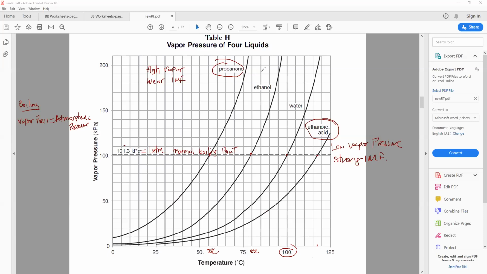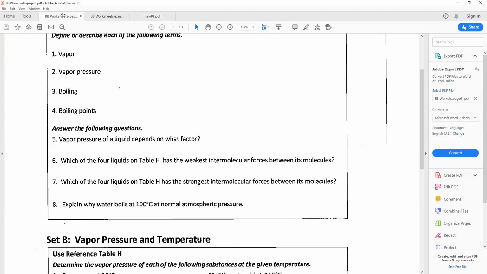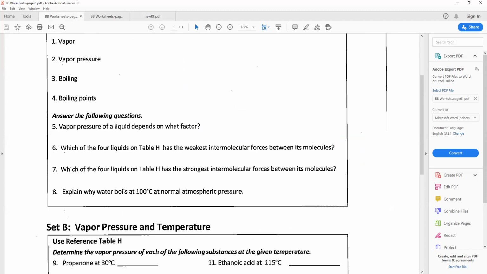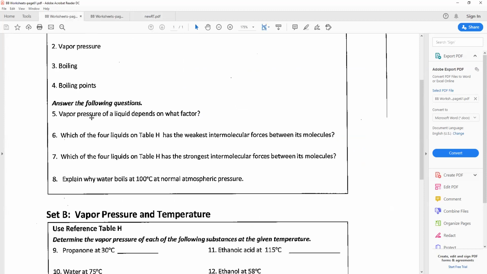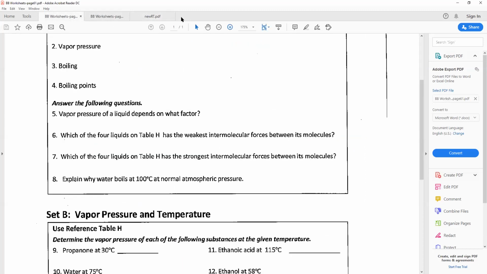Let's go and answer the questions on this page. So the definitions, just go into your orange workbook and write in the definitions. Answer the following questions. Vapor pressure of a liquid depends on what factor? Let's go back to our graph. Look, it's over here. It depends on the temperature. So you're going to write temperature.